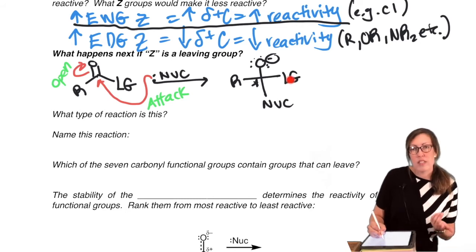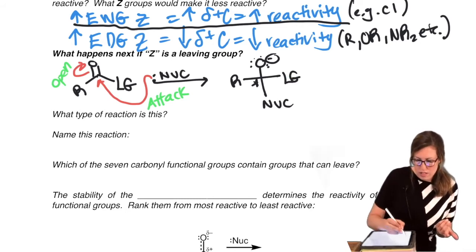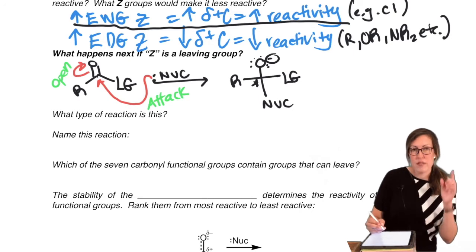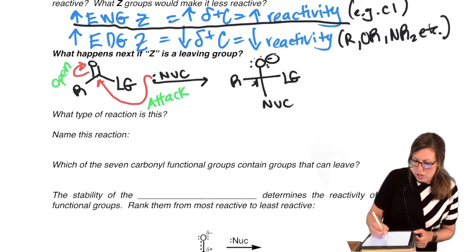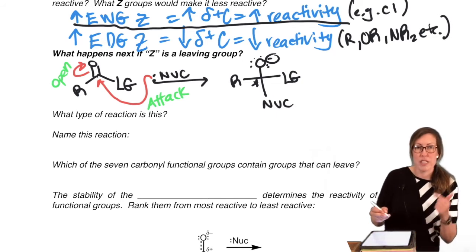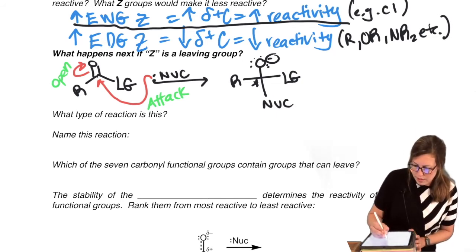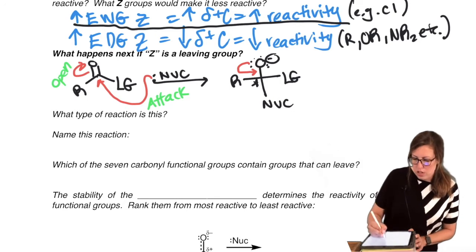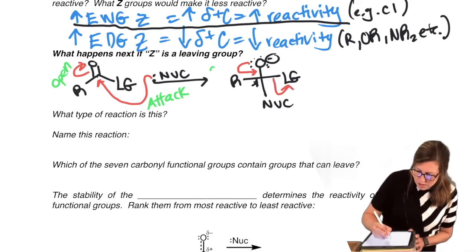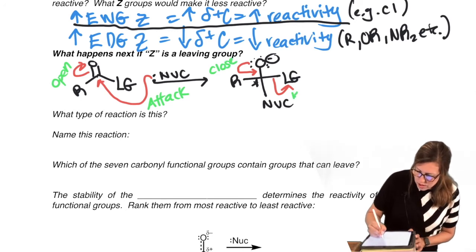However, if it's a leaving group, why wouldn't it leave? So in other words, instead of attack, open, protonate, we could do close, because it's actually favorable to reform the carbonyl. That's a strong bond that's favorable thermodynamically. Close, kick. So those are new steps.